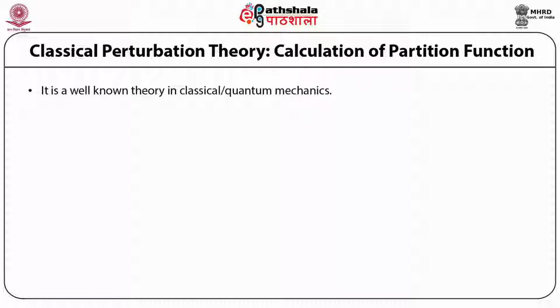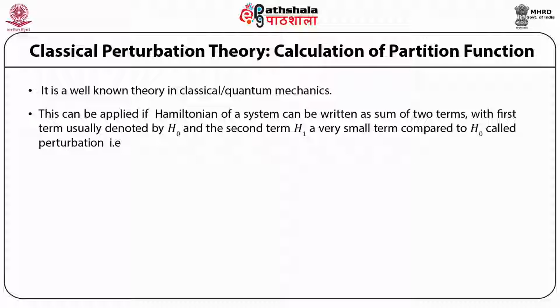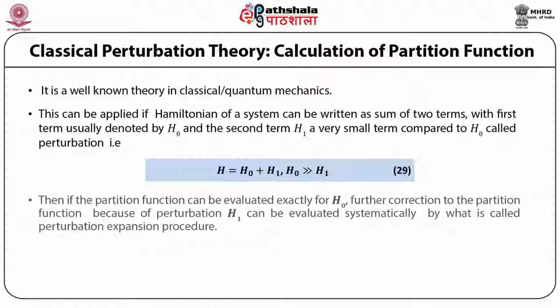It is a well-known theory in classical or quantum mechanics. This can be applied if the Hamiltonian of a system can be written as a sum of two terms, with the first term usually denoted by H0 and the second term H1, a very small term compared to H0, called perturbation. That is, H is equal to H0 plus H1, and H0 is very, very much greater than H1. Then if the partition function can be evaluated exactly for H0, further correction to the partition function because of perturbation H1 can be evaluated systematically by what is called the perturbation expansion procedure.